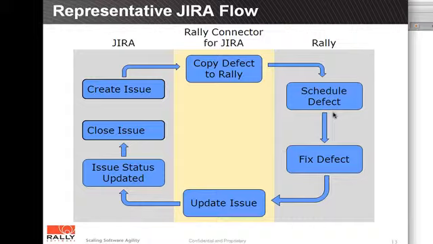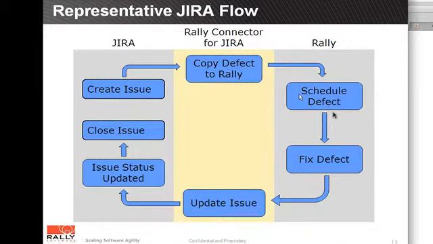So here's one of the representative workflows that we have, and this is actually what I'm going to demo, and it's pretty close to what Doug uses. The connector is pretty flexible in how it can be set up. So if we start up here on the top left in JIRA, we can create an issue in JIRA. The Rally connector for JIRA then copies that defect. Again, we're using two names here because Rally uses defect, JIRA generally uses bug or issue. We copy that defect over to Rally.